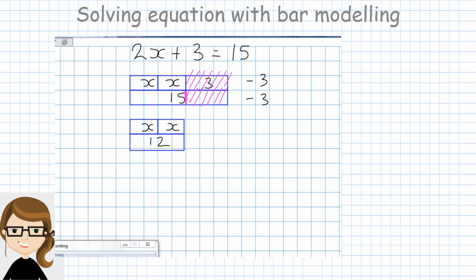And I want to get the value of just 1x, but there I've got 2 x's. So I actually need to halve this. I need to get rid of that x, I need to divide it by 2, and I need to split the bar in half.